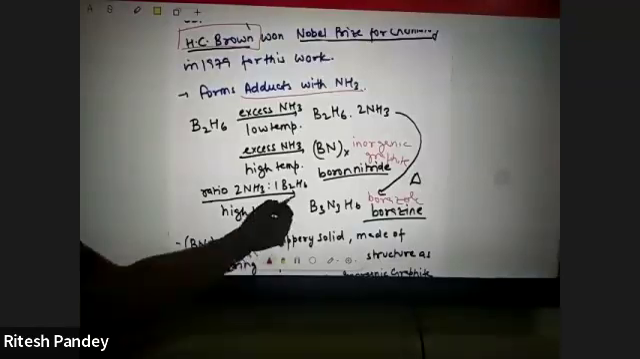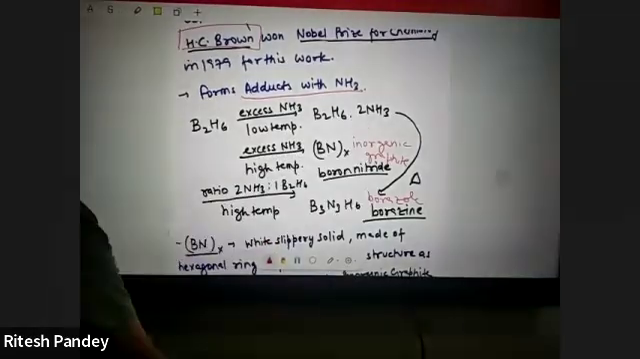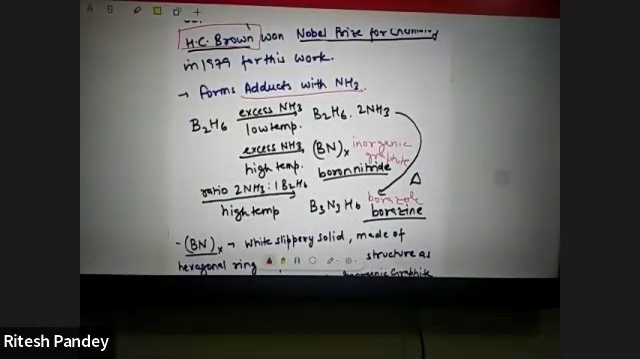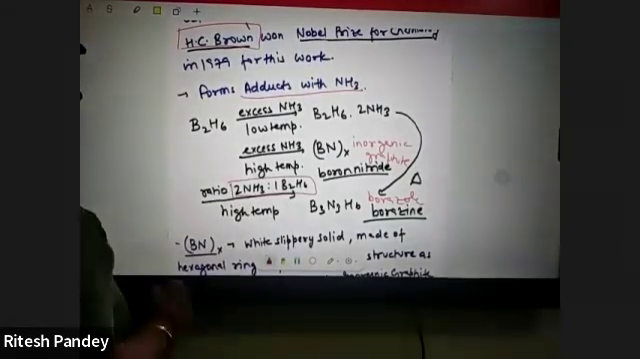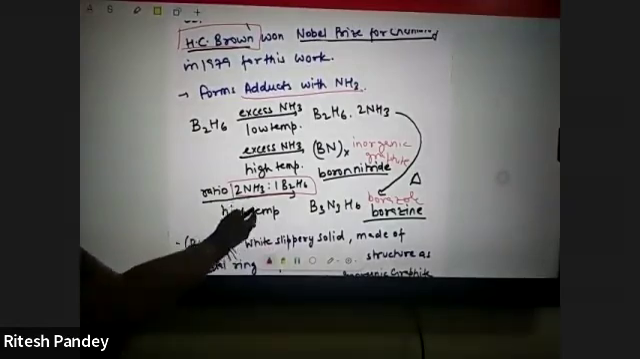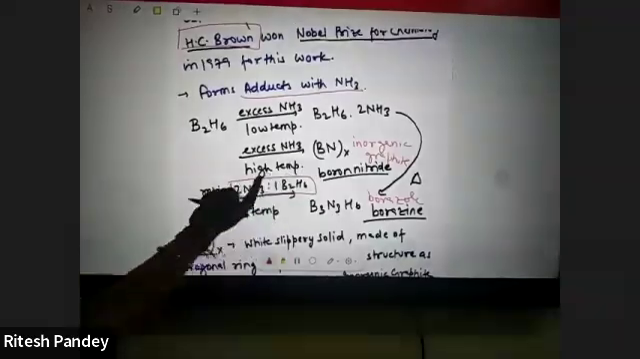You get boron nitride at low temperature, and then with further heating you get borazine, borazole. I think the ratio at times could be the determining factor. If the ratio is 2:1, then you get borazine. And if it's more than 2:1, you get boron nitride.